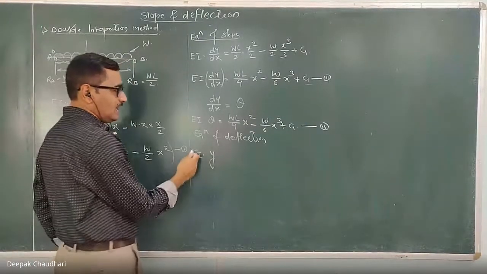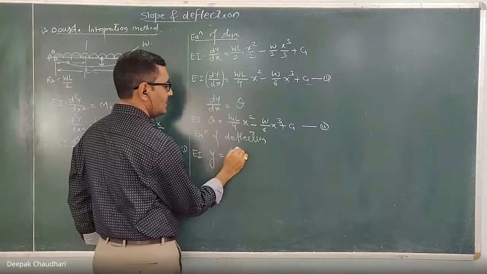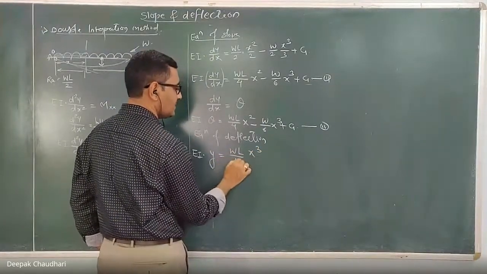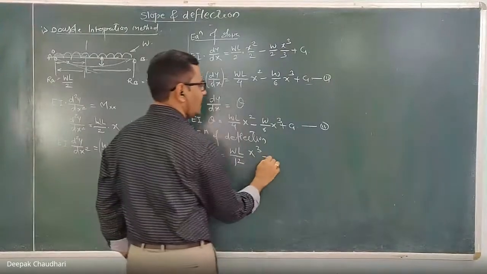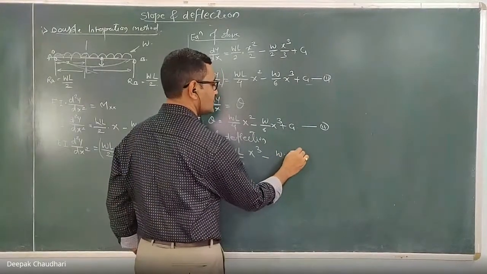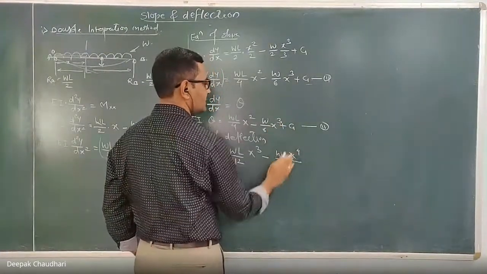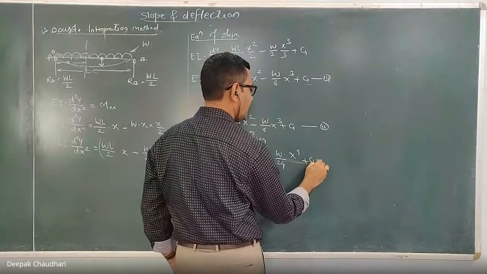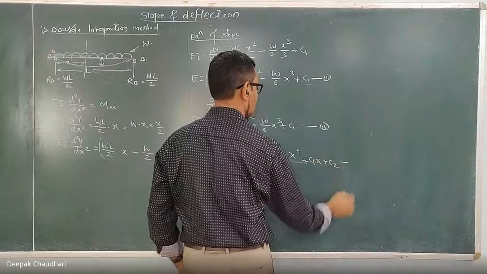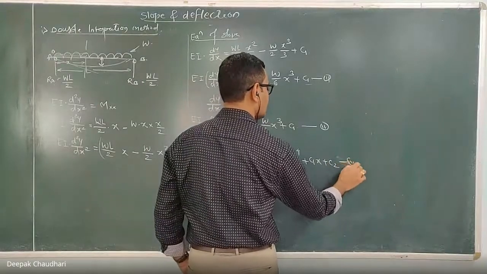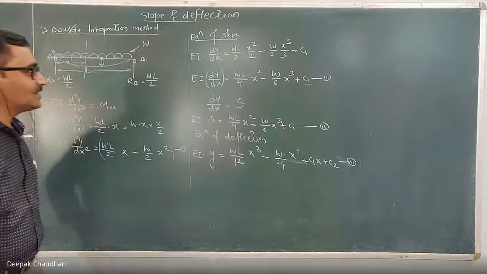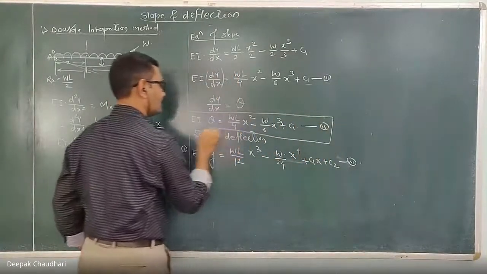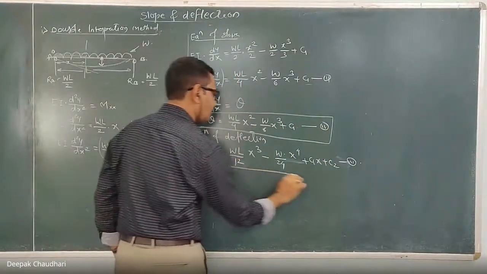So EI into y is equal to WL by 4 into x cube by 3, so it becomes 12, minus W into x raised to power 4 upon 4. So this 6 and that 4, 6 fours are 24, plus C1 x plus C2. Let's say this is equation number 3. So this is the equation of slope and this is the equation of deflection.